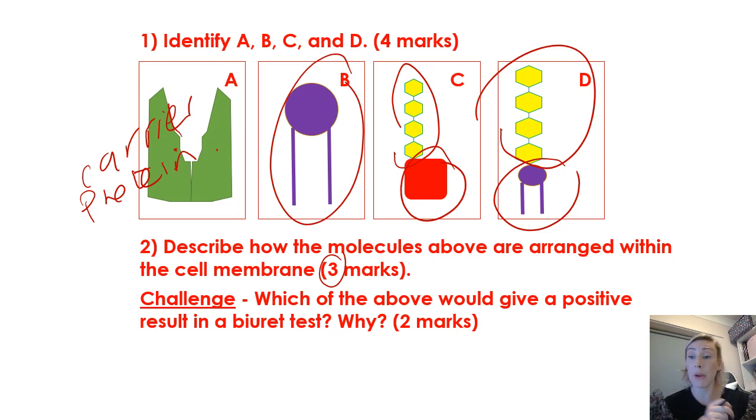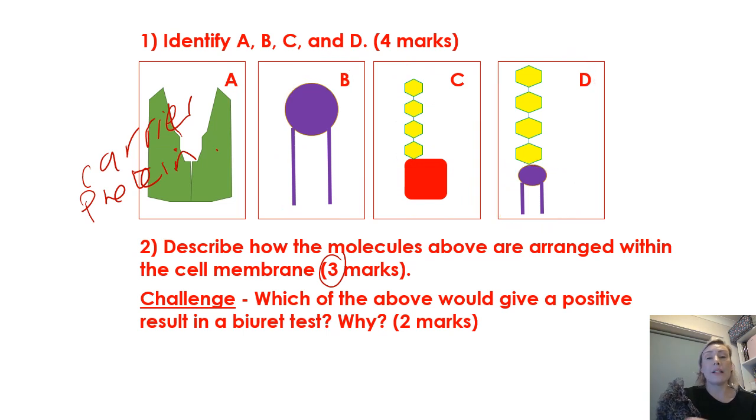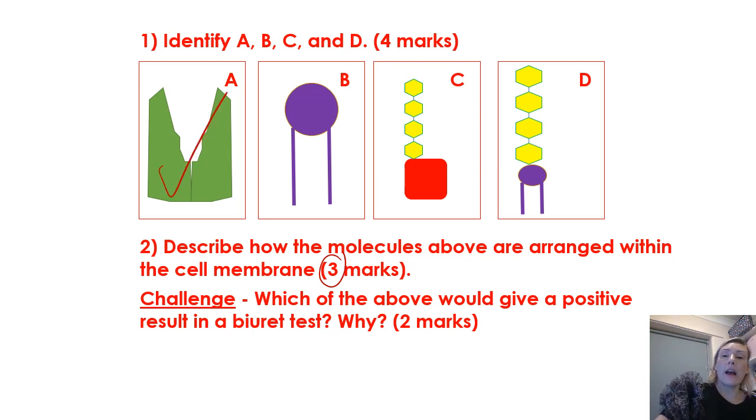Obviously, if they're a carrier protein, they've got to go all the way through the phospholipid bilayer. So the challenge was which of the above would give a positive result with the Biuret test. So obviously we'd be adding our Biuret reagent. It's light blue, which would test positive. Well, A and C, due to their peptide bonds within their protein structure, would give us a positive result, which would be a lilac or purple colour.